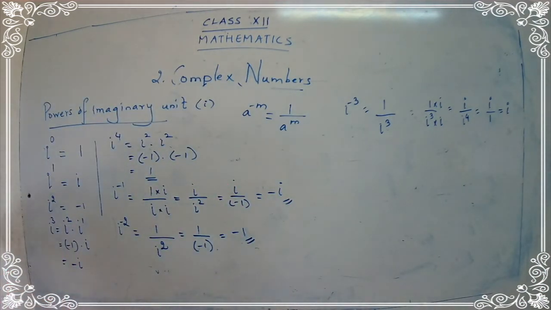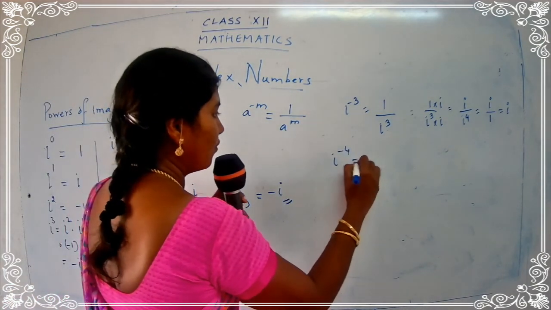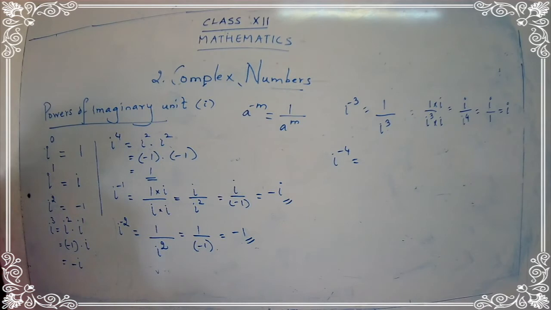So we have arrived. In the textbook, they have given the answers directly, so we should know how to derive the values. Are you clear, children? Okay, let's complete the next one. I raised to minus 4. What is I raised to minus 4?